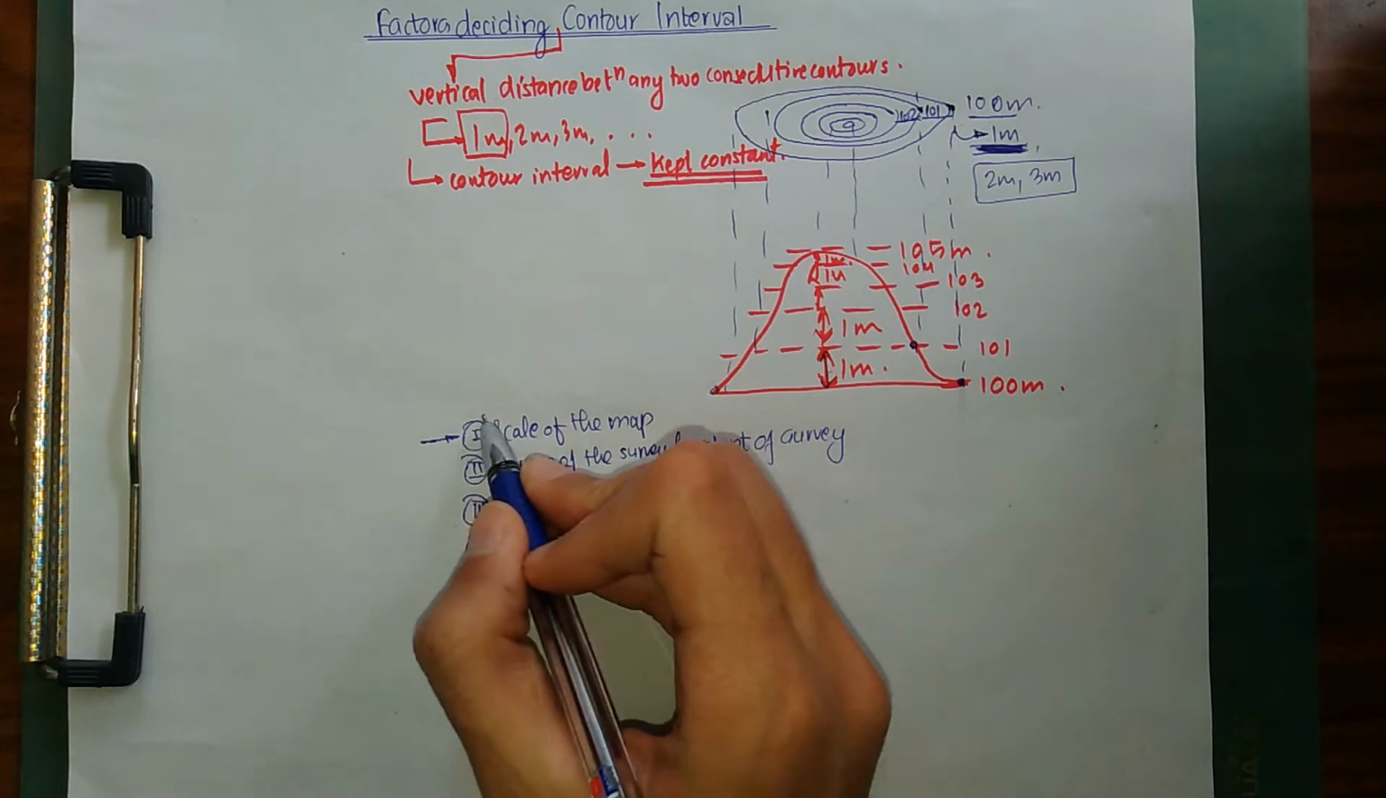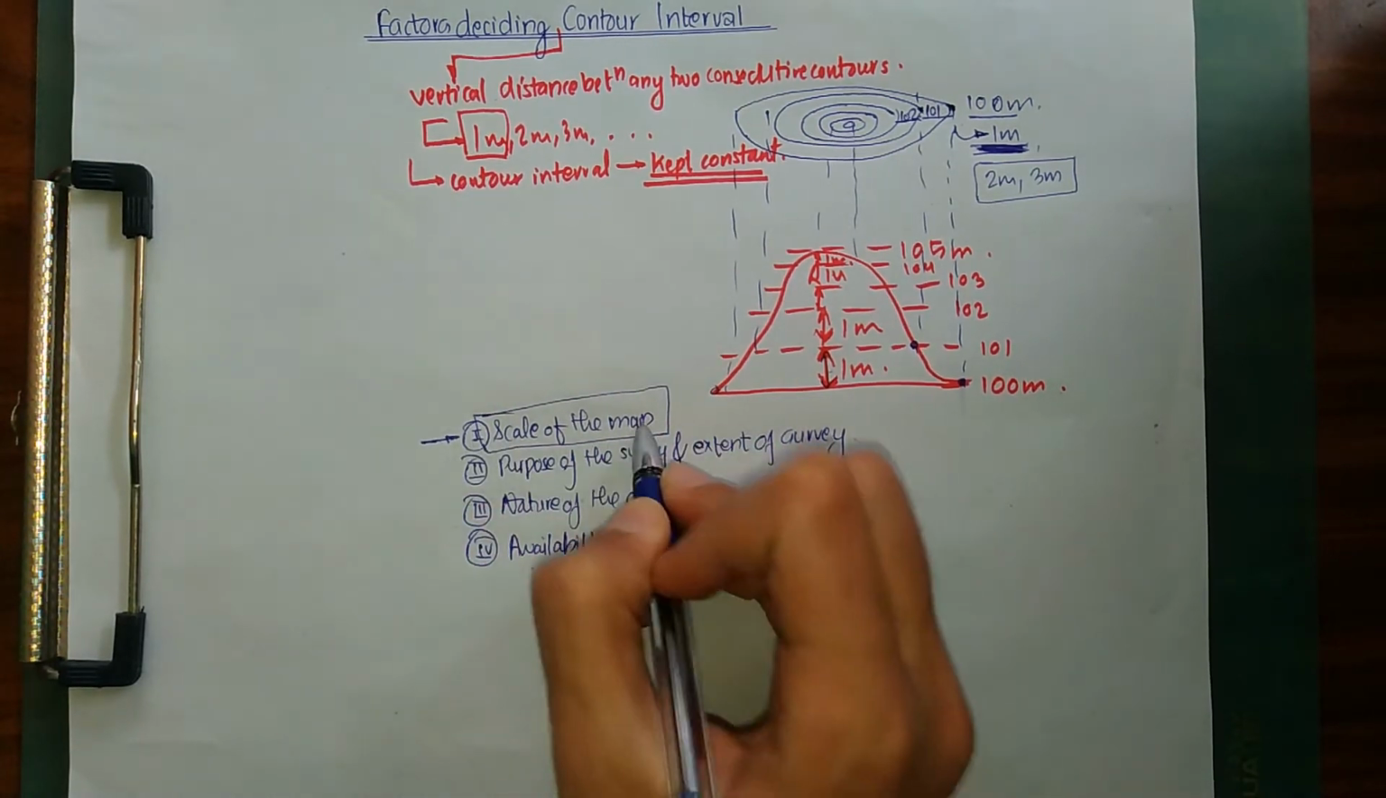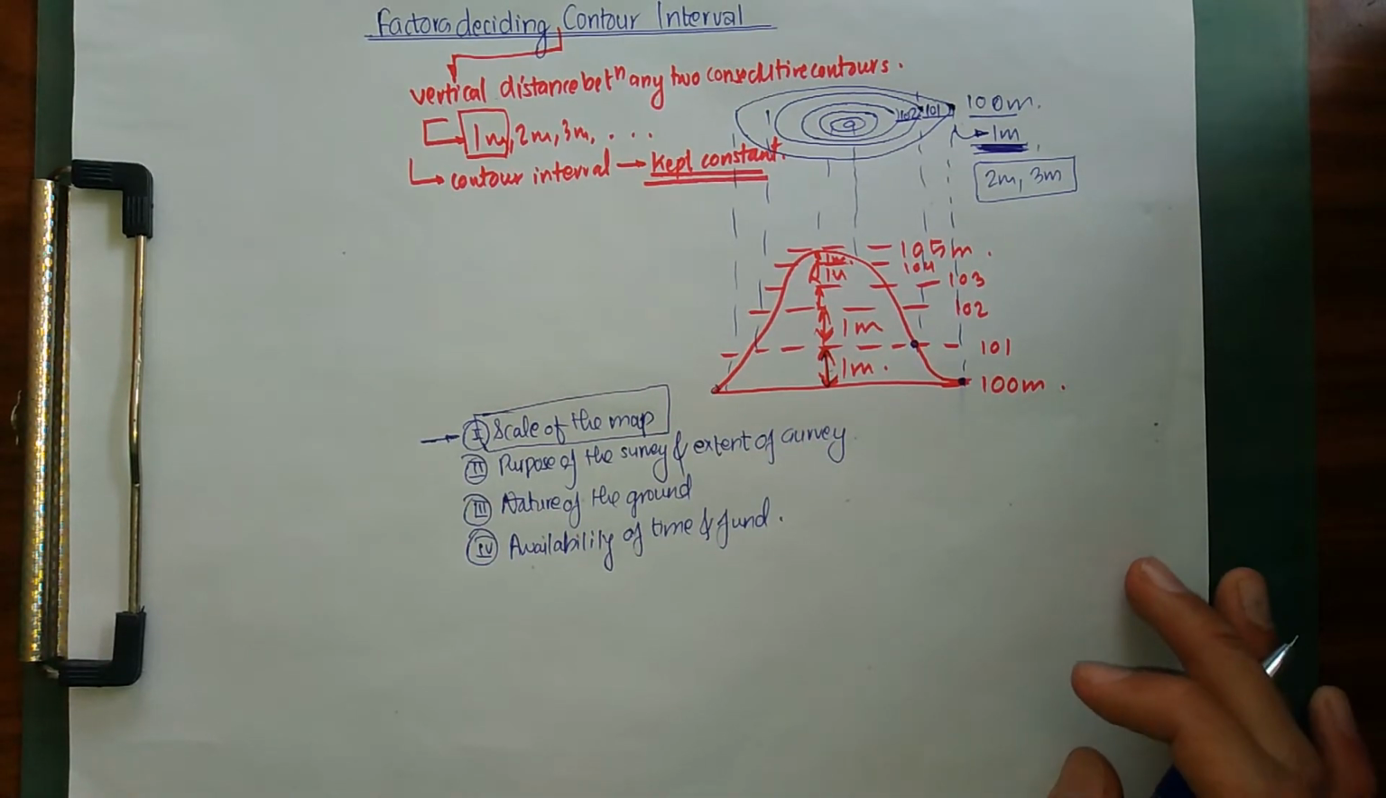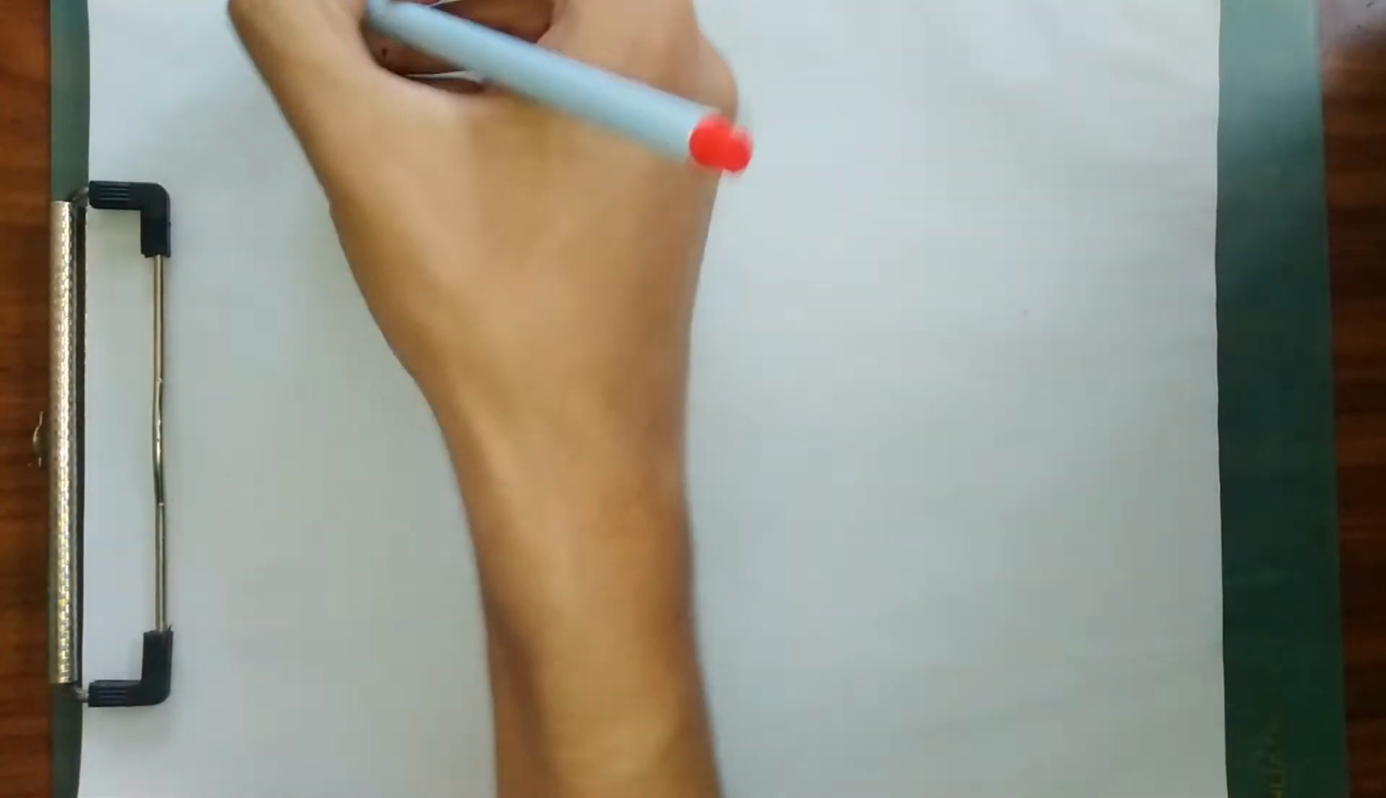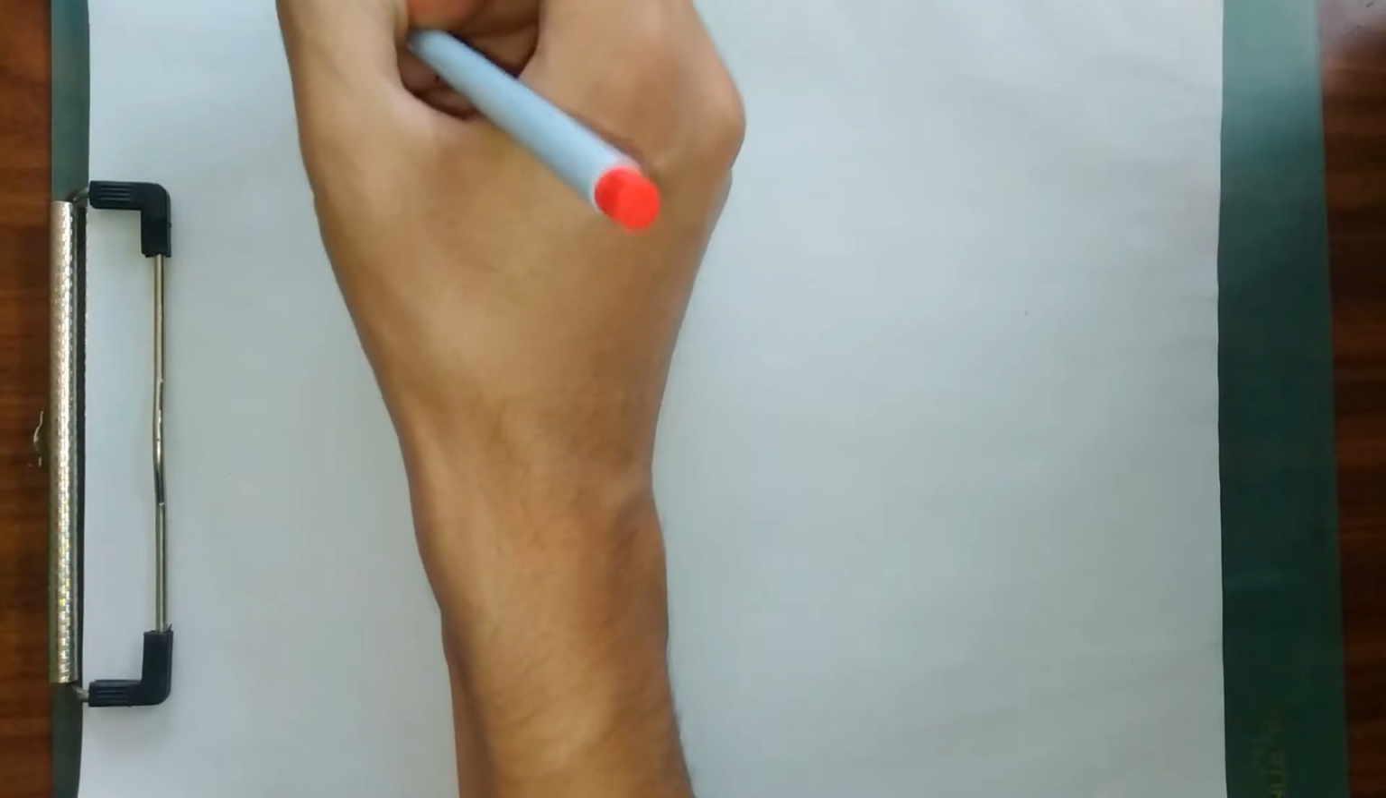Right now, first we will be talking about the scale of the map. First we will talk about how the scale of the map is going to affect our contour interval. So my first factor affecting contour interval is the scale of the map.